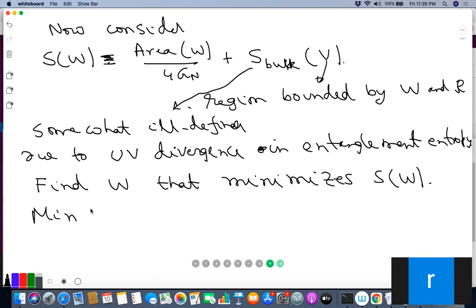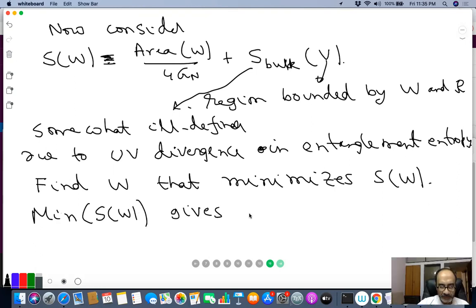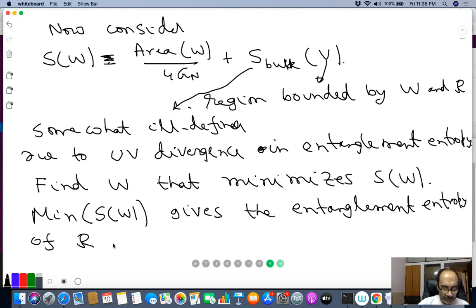So the point of minimal S of W gives the entanglement entropy. So this is the general result of R in the boundary. This result, as I said, was not derived using any holographic code or anything. This is a quantum field theory result. And you can look, I'll give the reference, 1307.2892, I think.